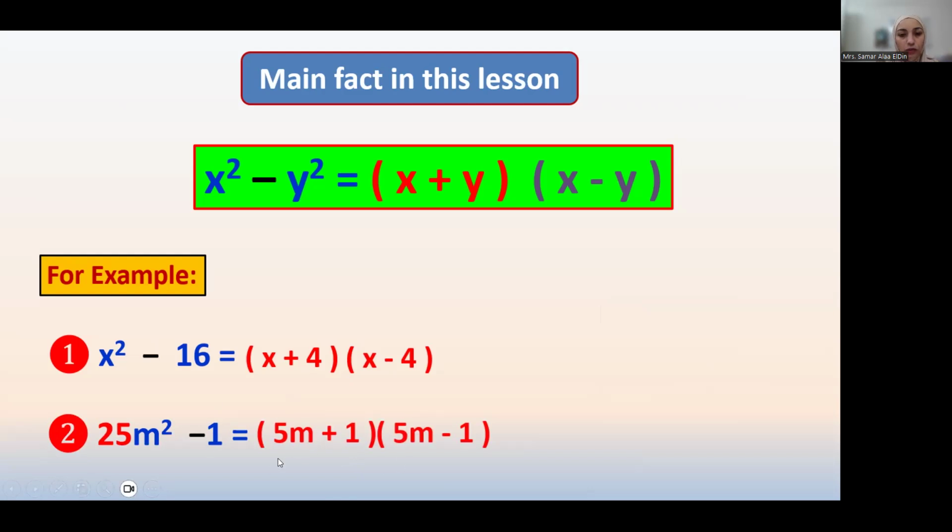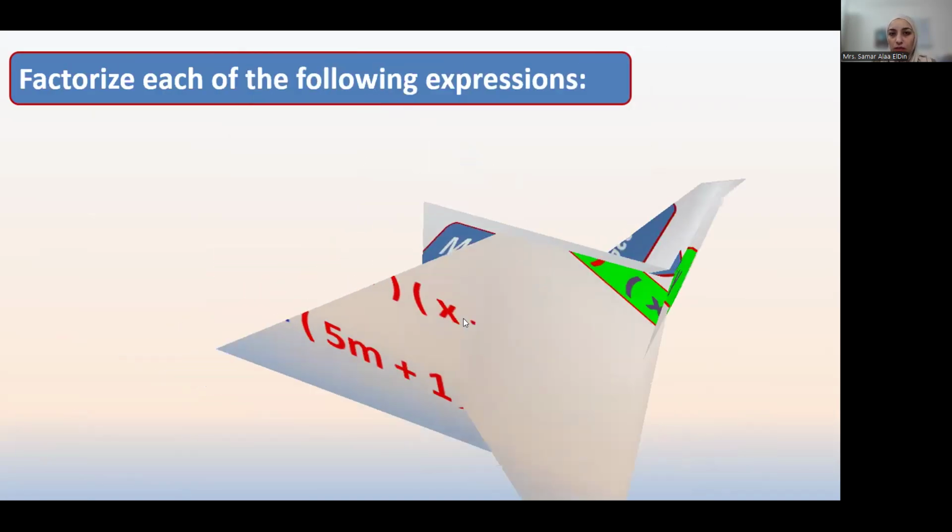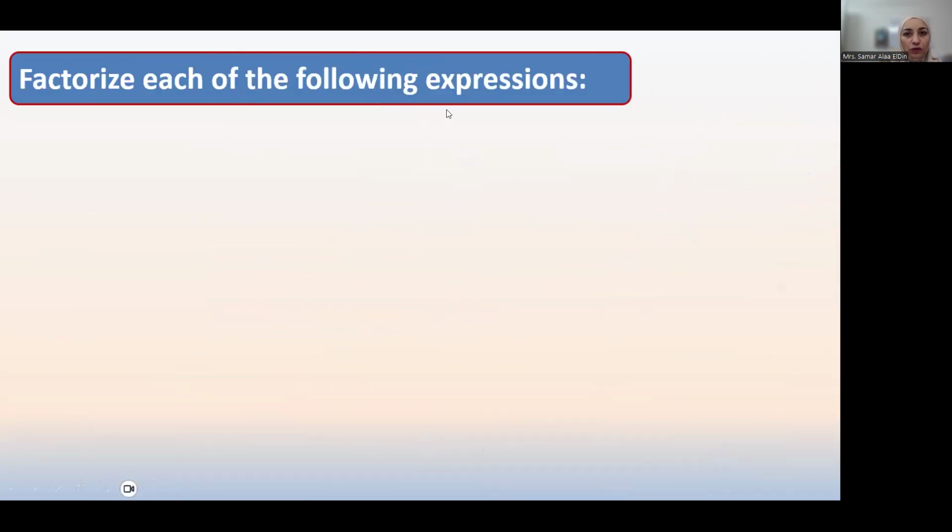The square root of 1 will be 1 here and in the other bracket. One bracket is positive, the second is negative. Let's have some questions. Factorize each of the following expressions. The first one, 49x² minus 36.